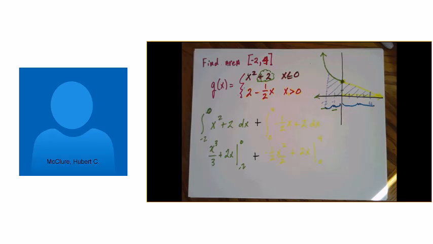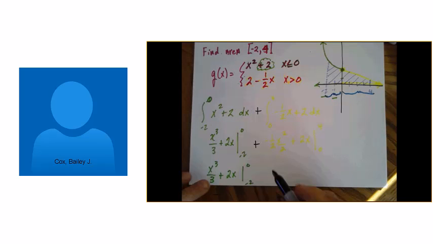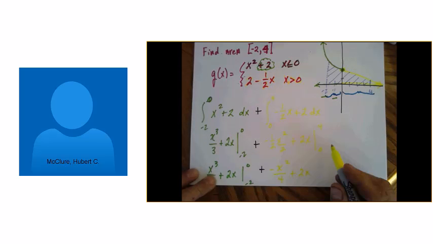All right. So, anyway, go ahead and simplify the yellow a little bit. You can simplify that, and that's going to be the final. I'm not going to do it. We'll do it on another page. X to the third over 3 plus 2x evaluated at negative 2 and 0, plus negative x squared over 4 plus 2x evaluated at 0 and 4. Now that's what you're going to evaluate.